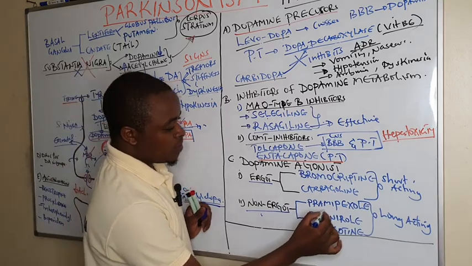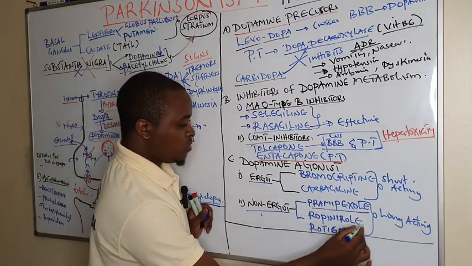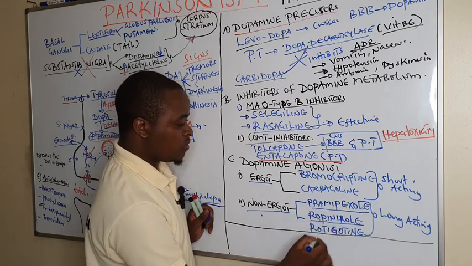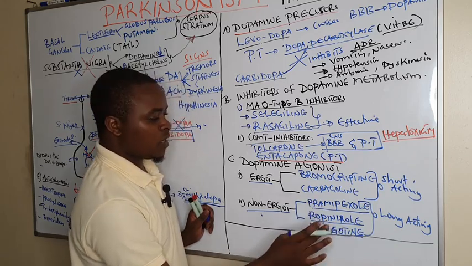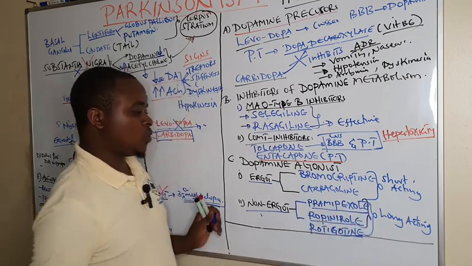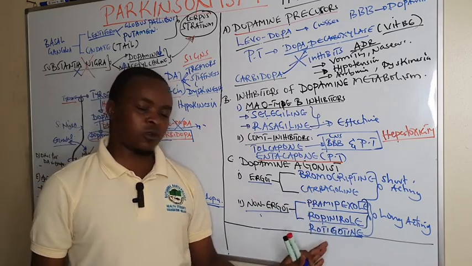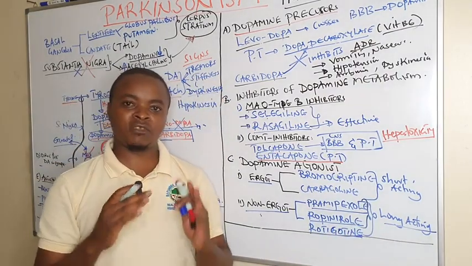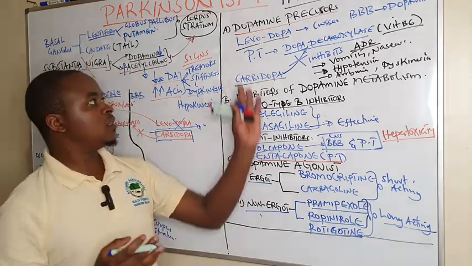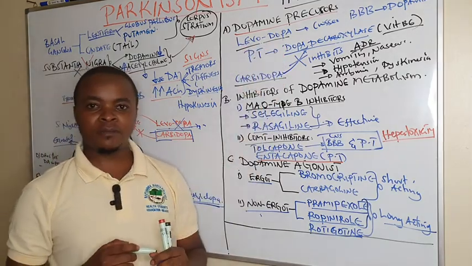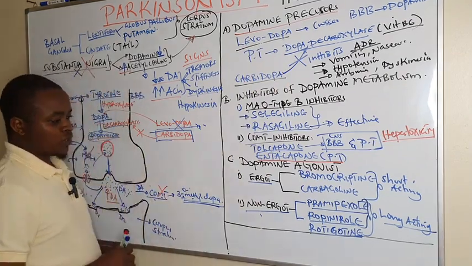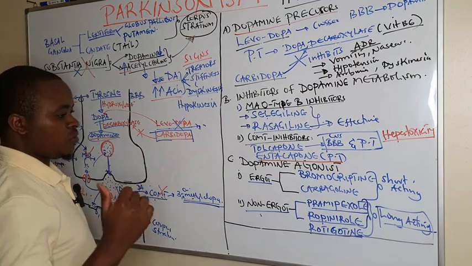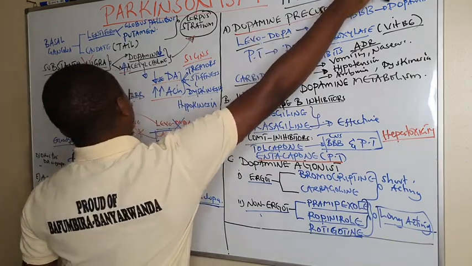So these ones, pramipexole, ropinirole, and rotigotine, are long acting, but the best ones are pramipexole and ropinirole. They are the best because they are long acting, and they do not cause the flash effect, or what we call wearing off effect, presented by levodopa and carbidopa. So they are the best drugs we can use in treatment of Parkinson's because they do not cause flash or wearing off effect.